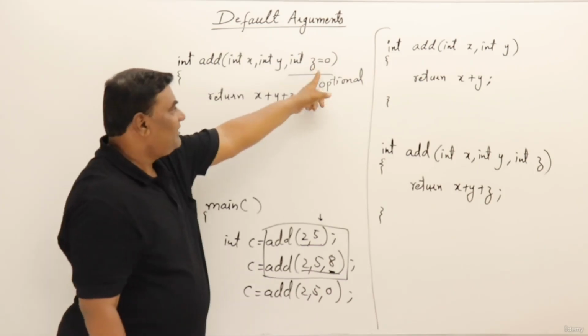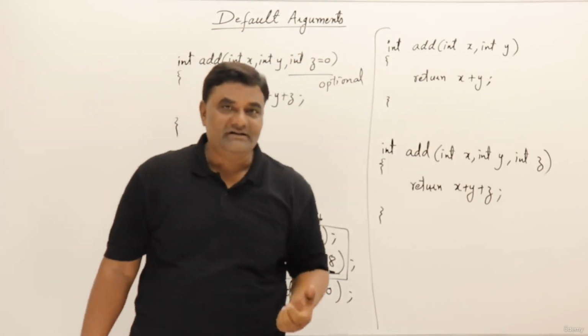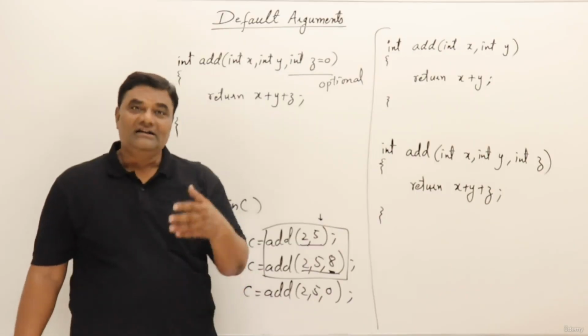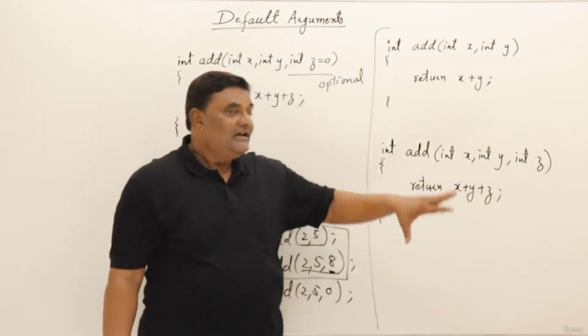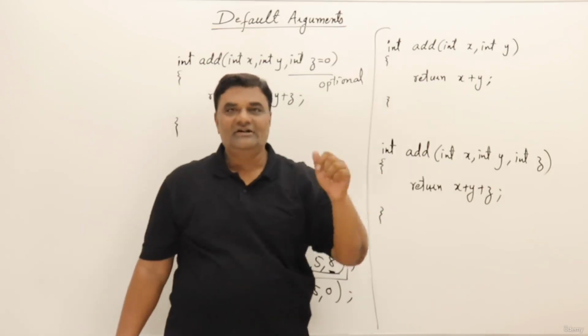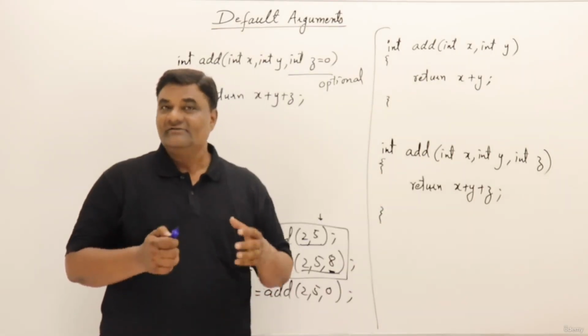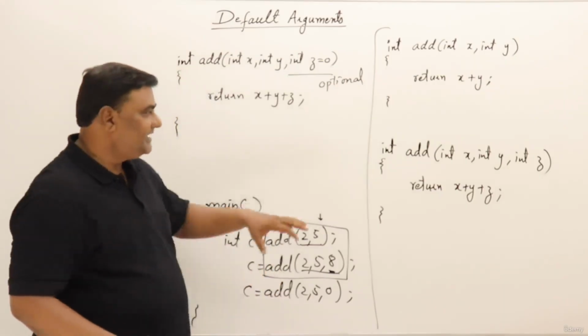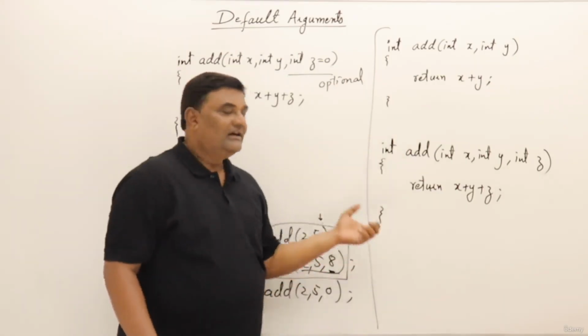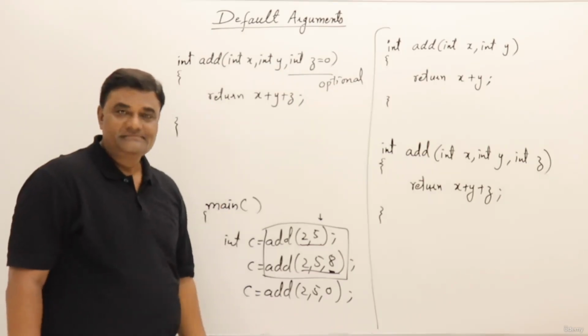So this is called a default argument. Assigning some default values to the arguments gives a default argument function, and the benefit of default arguments is you can combine the overloaded functions and write one single function. This is a very powerful feature of C++ and it is friendly for the programmer. He can combine various overloaded functions and write them as a single function with the help of default arguments.